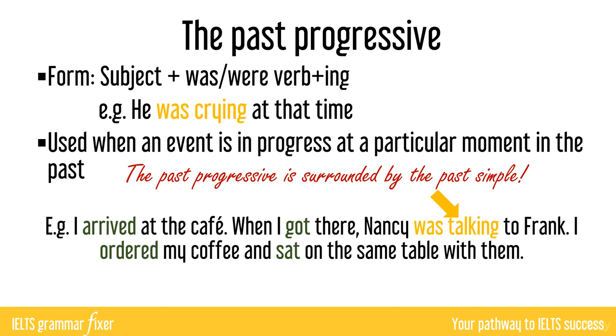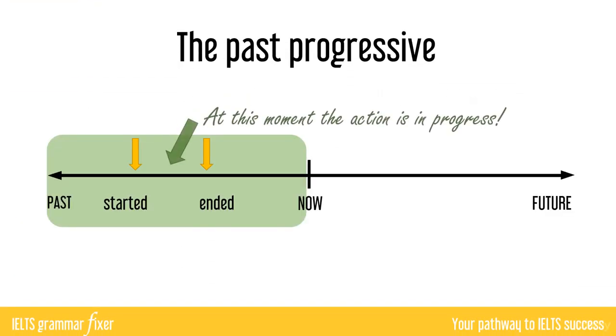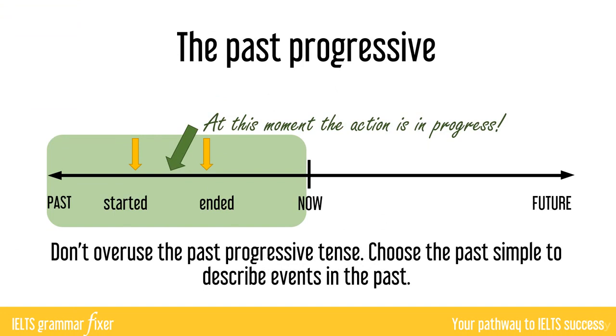It is very important for you to know that the event that you're going to describe should be in progress at a particular time in the past. One of the most common mistakes IELTS candidates make is the overuse of the past progressive tense. In most cases, the past simple is suitable to describe activities, situations, and events that happened in the past. And the past progressive is only used when you want to emphasize one particular event was in progress.